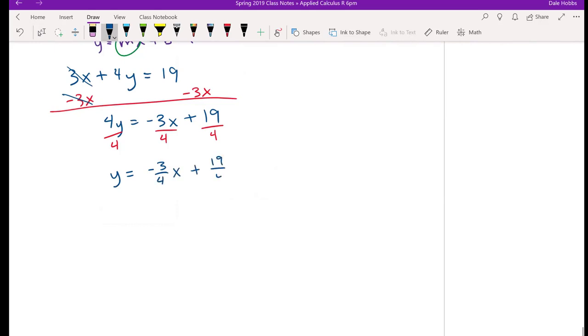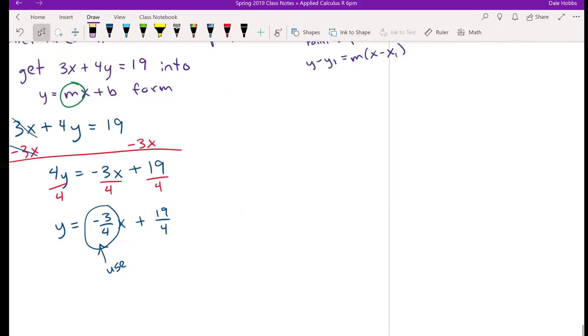Don't even worry about dividing that. You don't even care about that. The slope we want to use is this negative 3/4. So use this slope right here, the negative 3/4. And then I'm going to come over here to where I want to do my answer, my y minus y1 stuff.